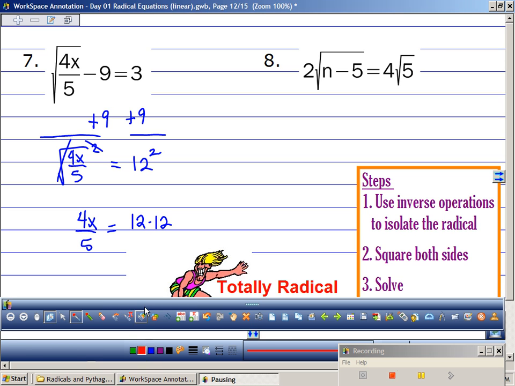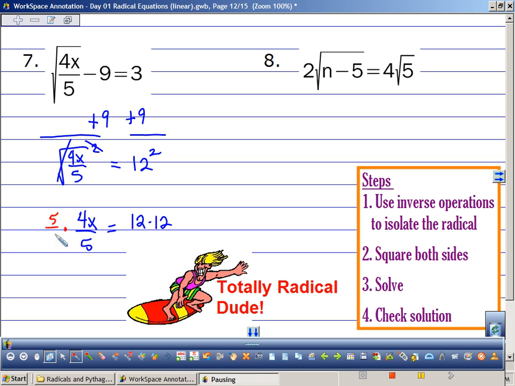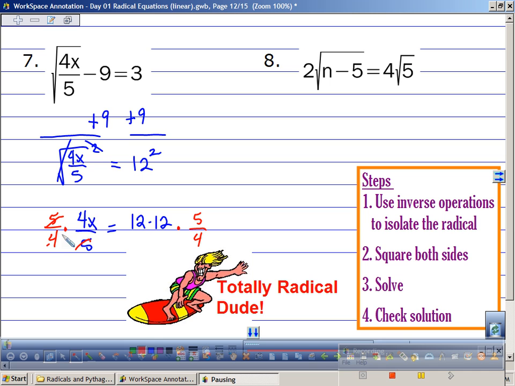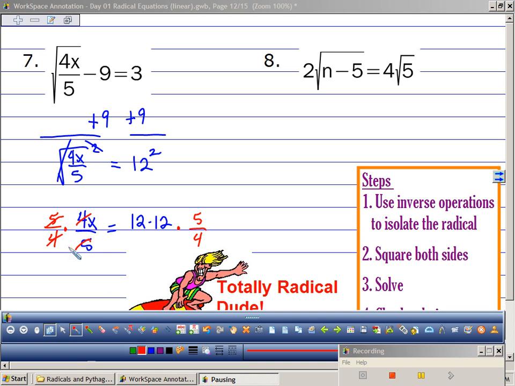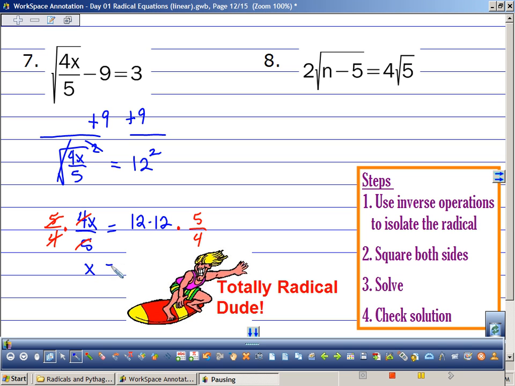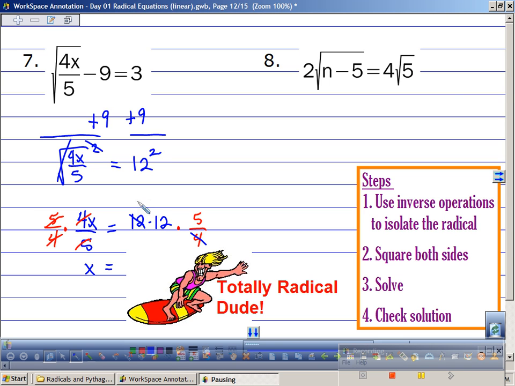Multiply by what? 5. Why 5 over 5? Because it cancels. Everything cancels. The inverse of 4 fifths is 5 fourths, right? So x equals whatever you get left. So x equals, the 4 cancels, and what's left over? 3 times 12 times 5. It would be easier than doing 24 times 5. Using a calculator? No. 12 times 5 is 60. What's 60 times 3? 180. You do that in your head.